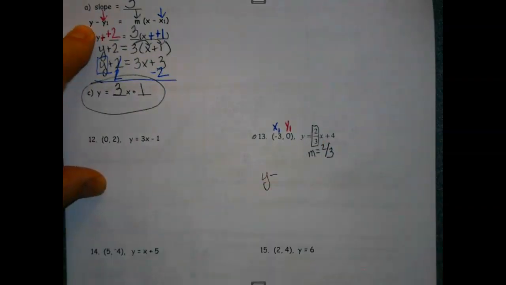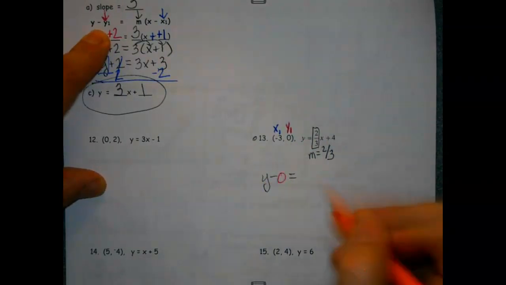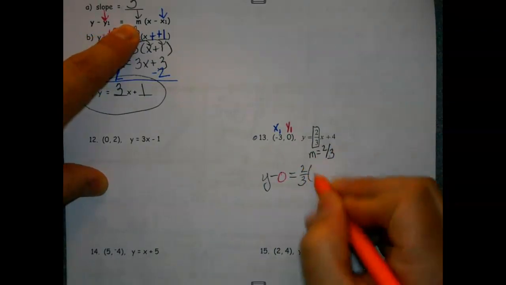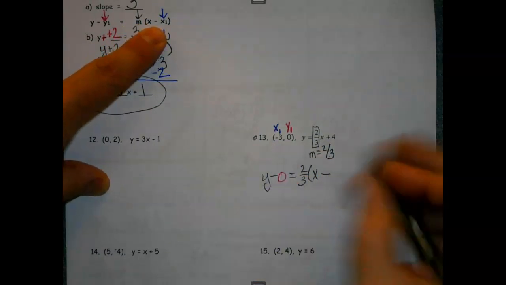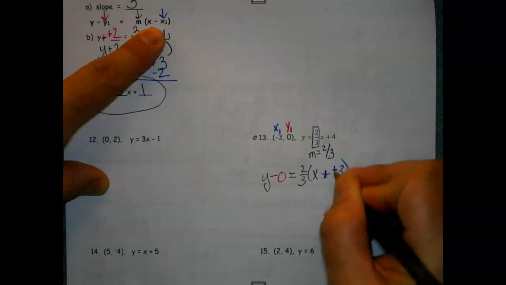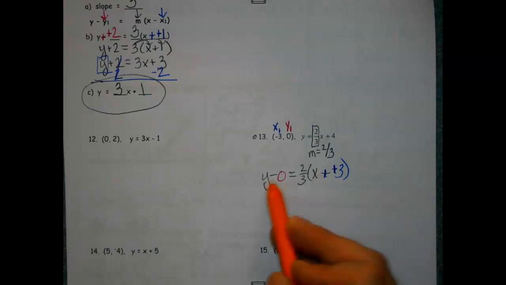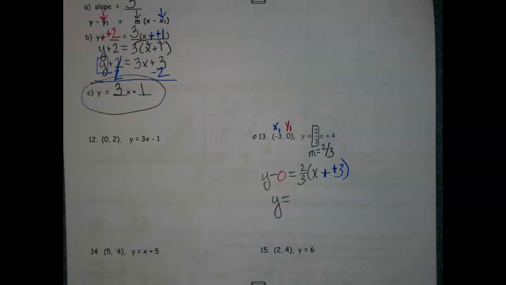Y minus Y1 equals M times X minus X1, which is -3, which is going to make that plus. Here's the best news about this problem. Y minus 0 is just Y. So when we're done with our distributing, we're going to be done.